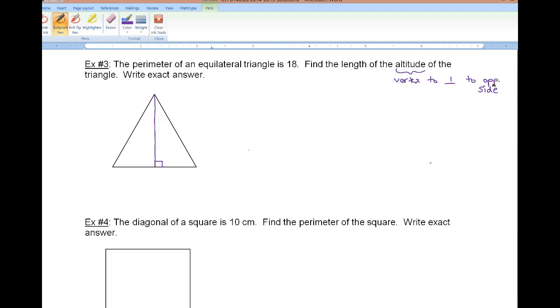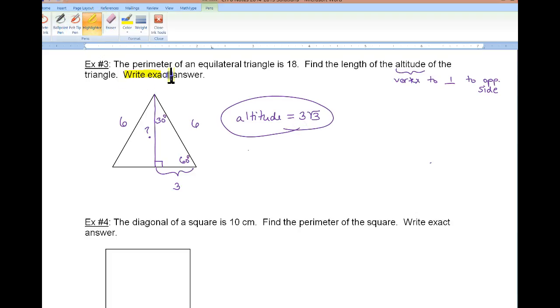So if you have the perimeter, let's read the problem. The perimeter of an equilateral triangle is 18. So what does that mean each side would be? 6, and we want to know the altitude. Well, if this is a 30, 60, 90 triangle, when we cut the equilateral triangle in half at the altitude, this would end up being 3. So the altitude would be, what? 3 root 3.